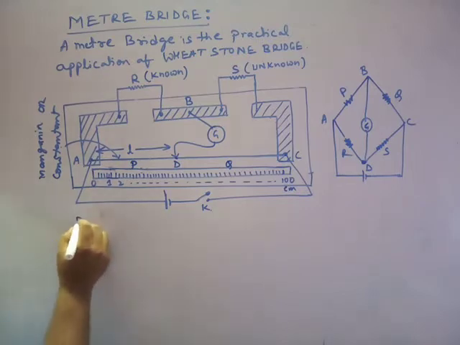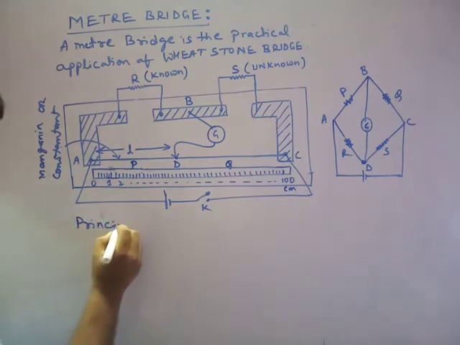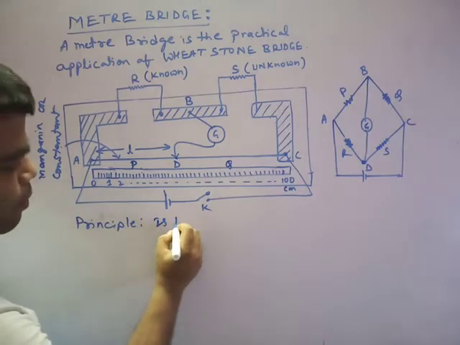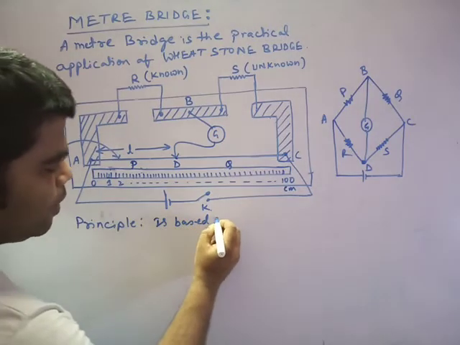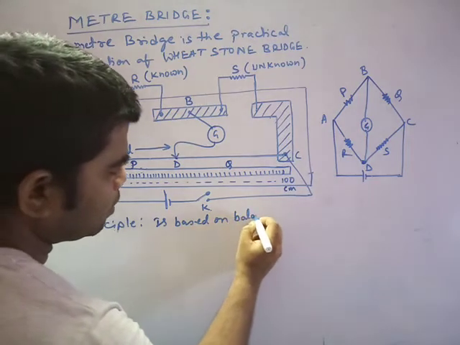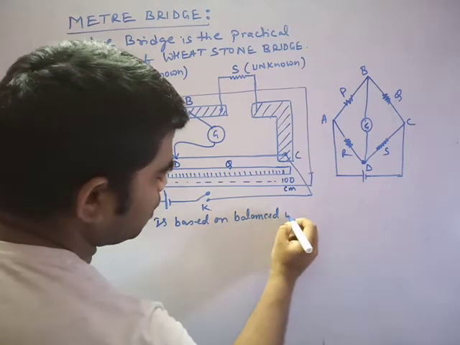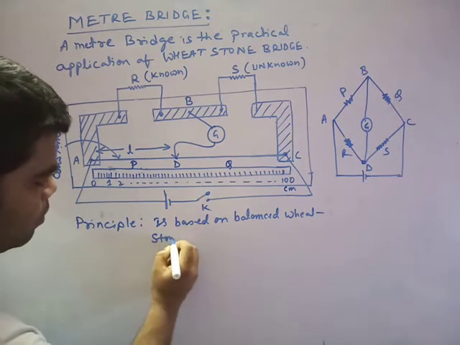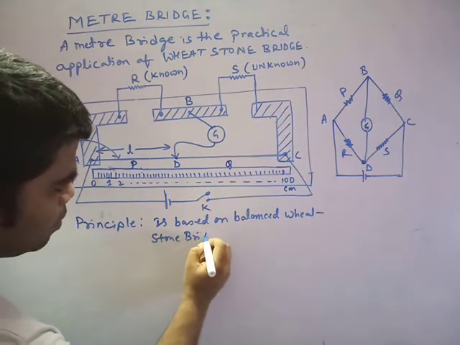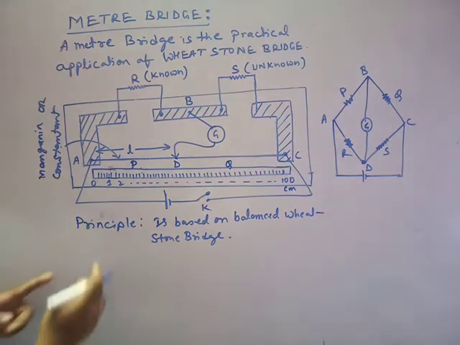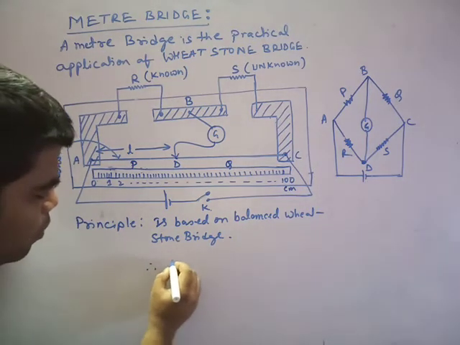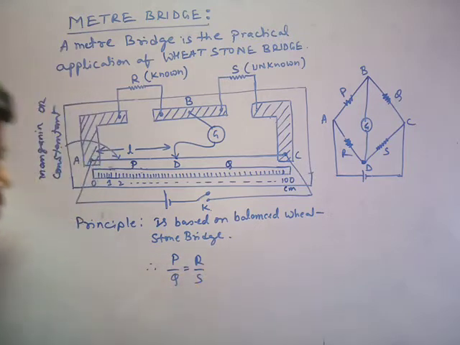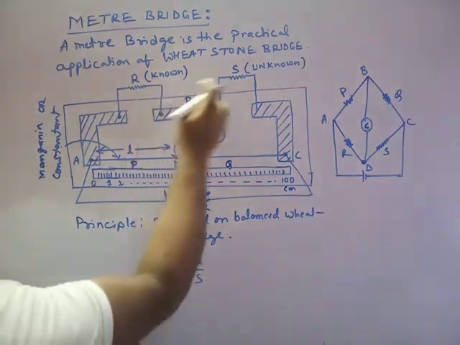Now, if I apply the principle, so what is the principle? So let me write here the principle. Principle of meter bridge is based on balanced Wheatstone bridge. After that, definitely I will use the application. Therefore, P by Q is equal to R by S. Where R and S, तो already it is there.